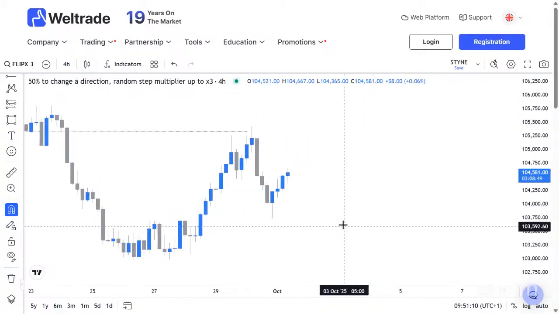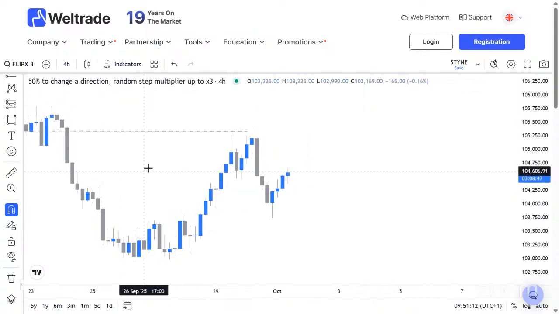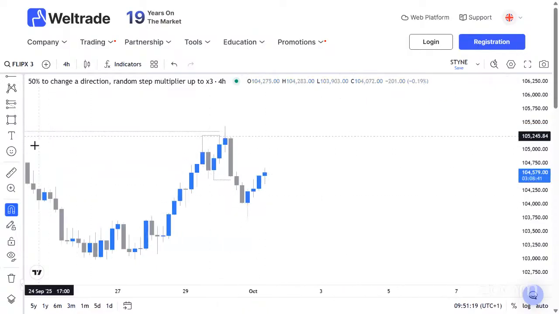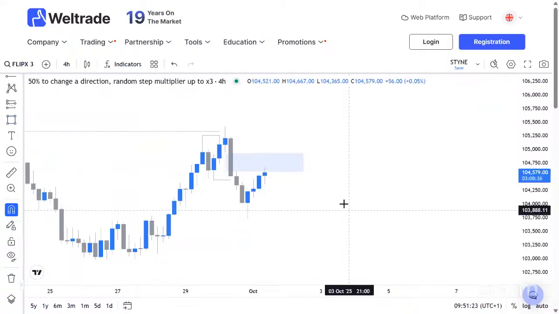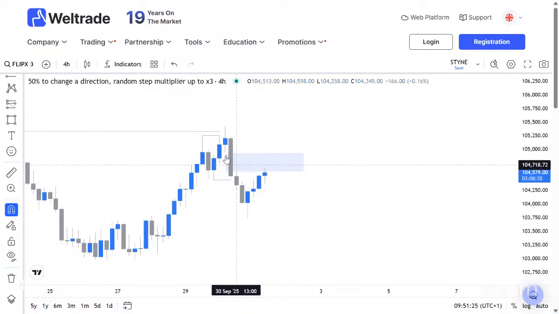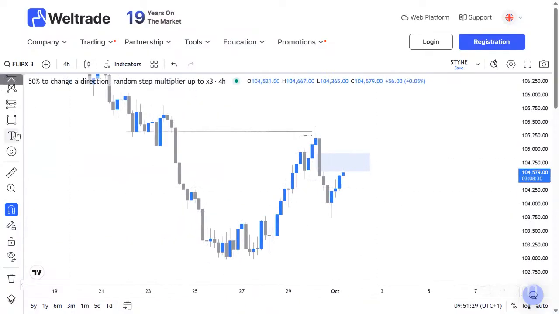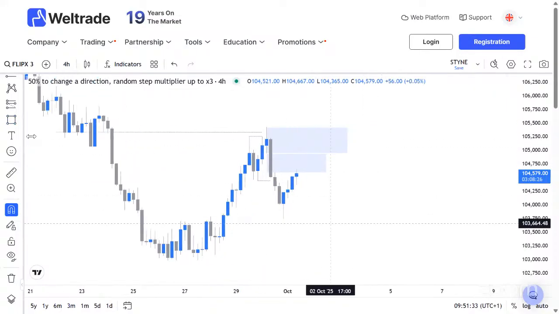So can we see how the 4 hours has given us a sweep of liquidity and a change of character? And all of this is the fair value gap. Is that okay? So, can we trade Flip 3? Yes, we can trade Flip 3 from here. We can trade Flip 3 from here.